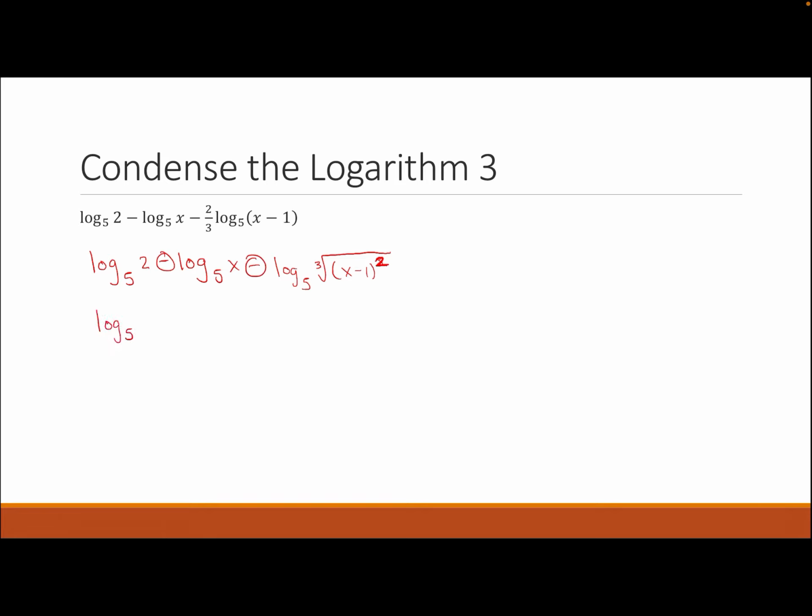So we get log base 5 of 2 minus log base 5 of x times the cube root of (x minus 1) squared. And so then, because we're still subtracting, we're going to get log base 5 of 2 divided by x times the cube root of (x minus 1) squared. And that is going to be our condensed logarithm.